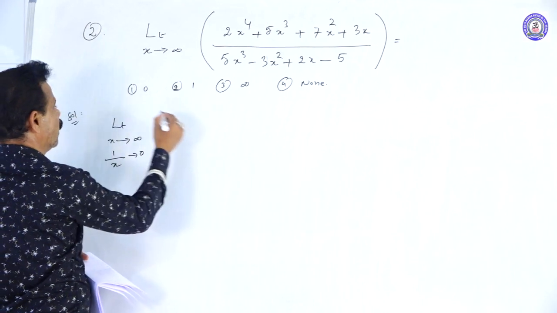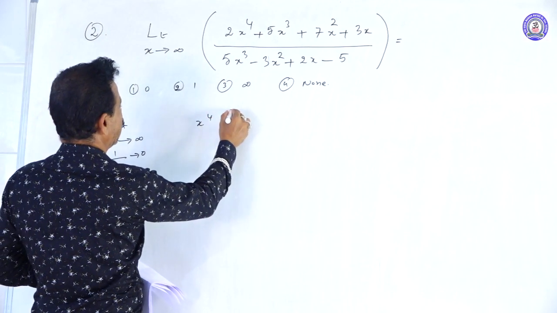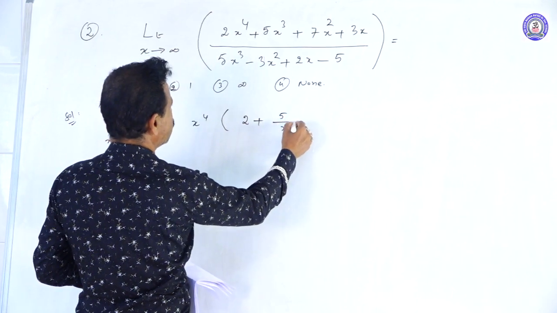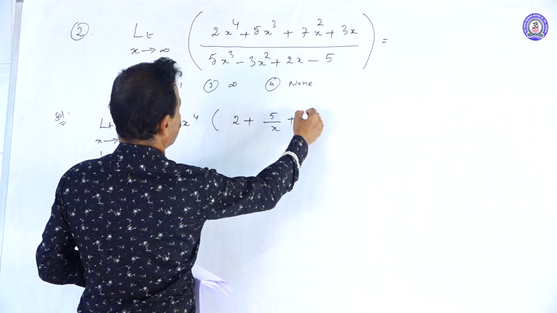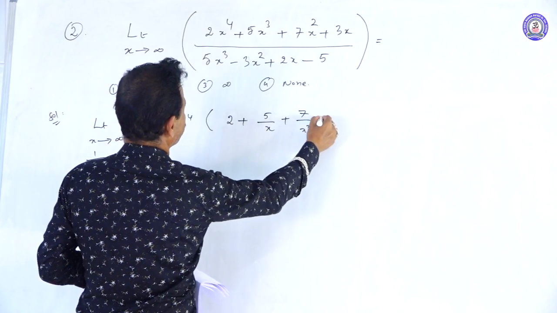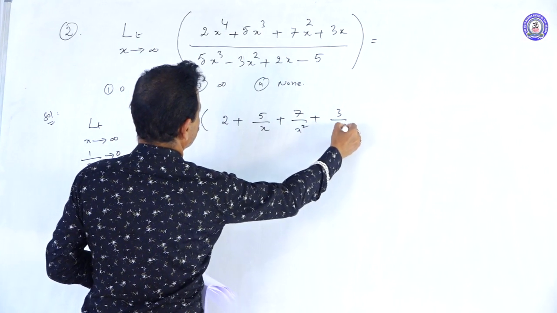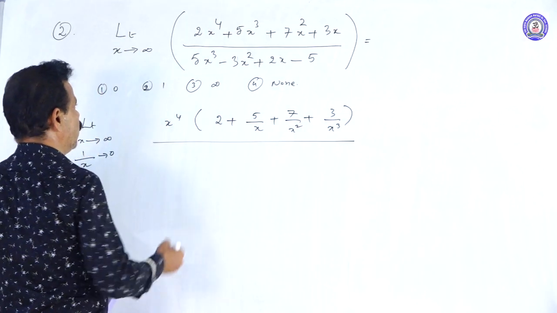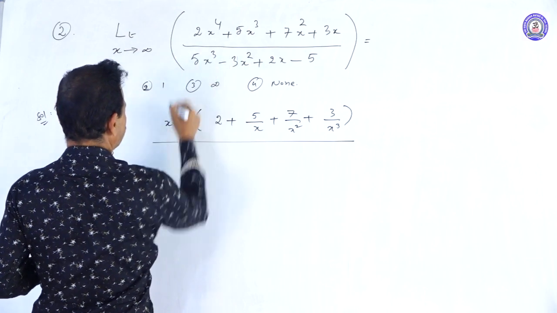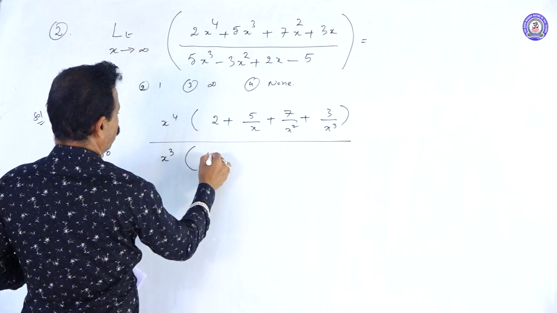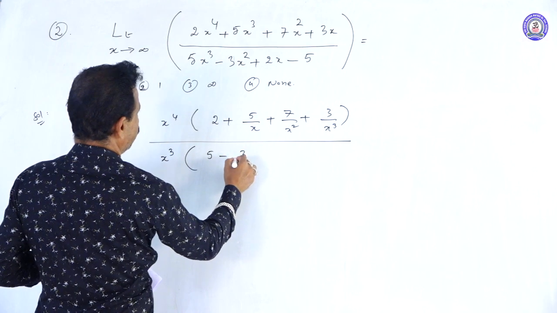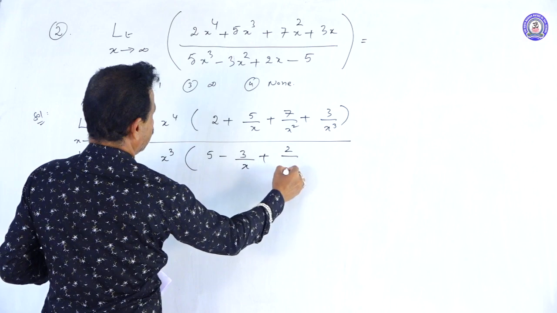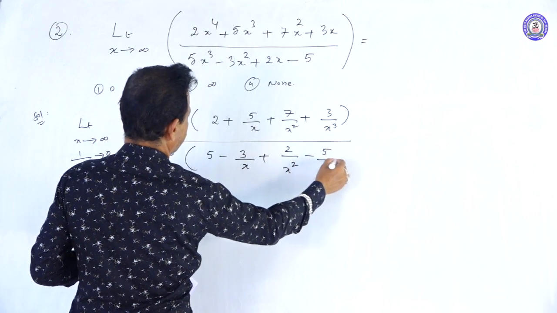Solution. Here x power of 4 is taken outside, leaving 2 plus 5 by x, 7 by x square plus 3 by x cube. In the denominator, the maximum power is 3, so x cube is taken outside: 5 minus 3 by x plus 2 by x square minus 5 by x cube.